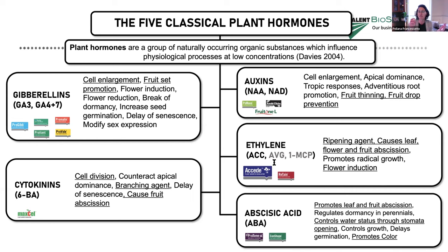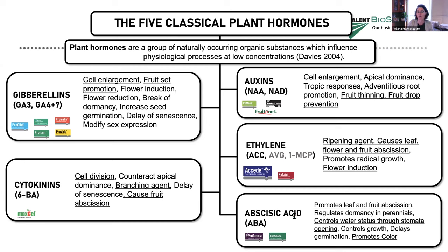But they can have different responses depending on the rate used or even the phenological stage of the plant when they are applied. If you apply NAA too early, you are promoting thinning. If you apply close to harvest, actually you are keeping the fruit on the tree, the opposite effect. So there are different effects. So today we are only going to be talking about one class, which is ethylene.